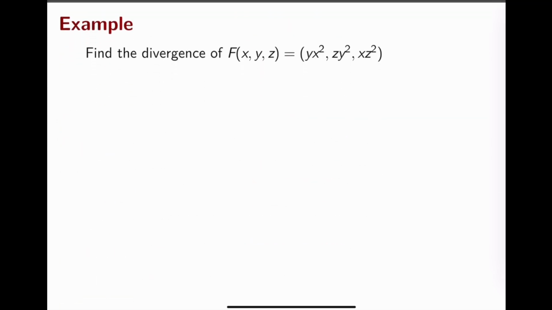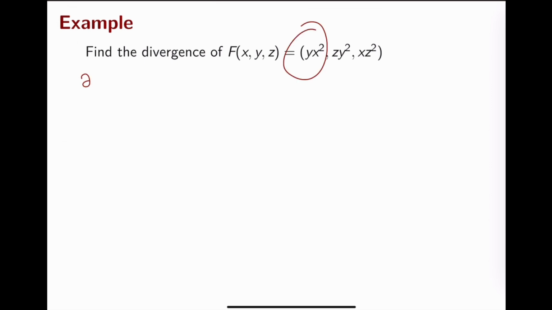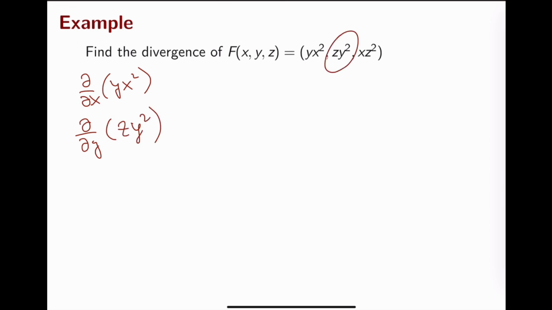Okay, so let's calculate, for instance, the divergence of this vector field in general, and then we can calculate it also at a particular point. So to calculate the divergence then, we need to calculate the partial derivatives of each one. So the derivative with respect to x of the first one, the derivative with respect to y of the second one, and the derivative with respect to z of the third one.